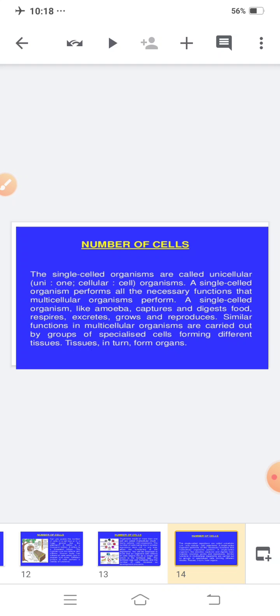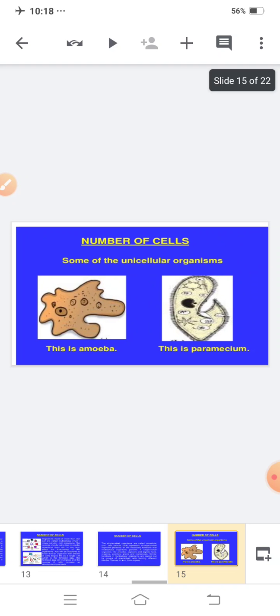Similar functions in a multicellular organism are carried out by groups of specialized cells forming different tissues, and tissues in turn form organs. In unicellular organisms, all the functions are performed by the one cell, but in multicellular organisms, all the functions are performed by different organs or different organ systems. Is this clear to you?